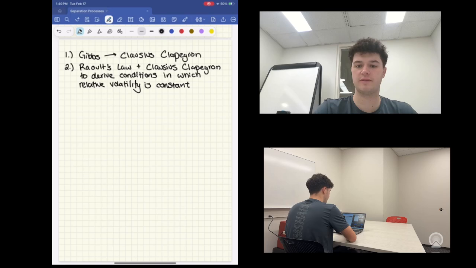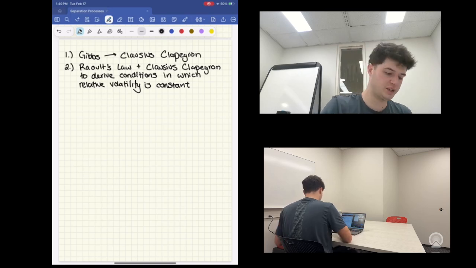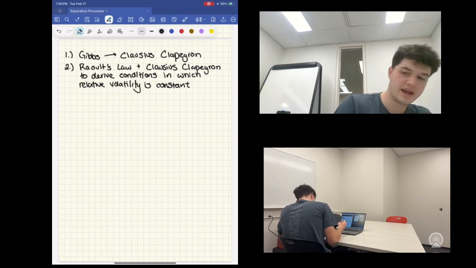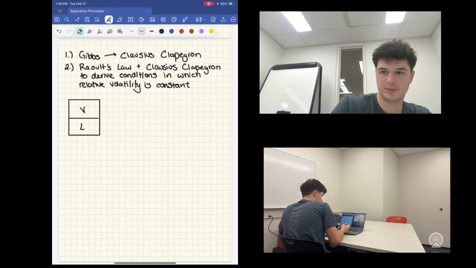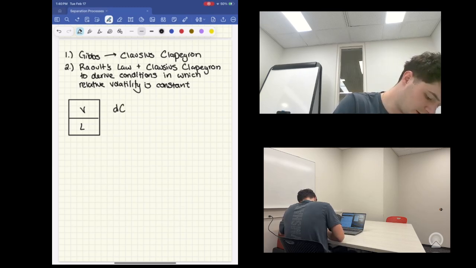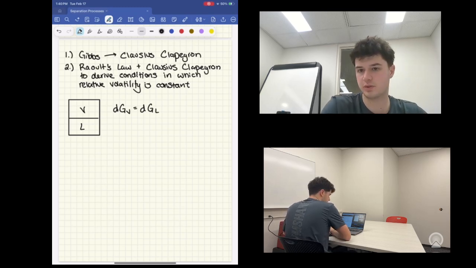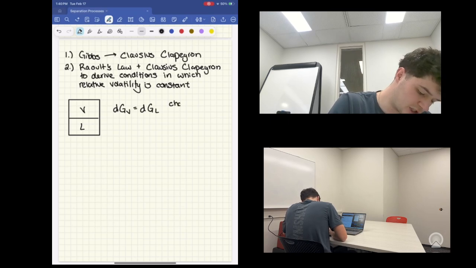Okay, so we can first begin by drawing out just a figure for our component. As I said previously, it's going to be a pure component, so we will represent this by drawing a square here, and it is equal parts vapor and liquid. And then we also have our Gibbs free energy, so we will say the Gibbs free energy in the vapor is equal to the Gibbs free energy in the liquid. And then finally, the last thing we write down is that we will have changing pressure and temperature.